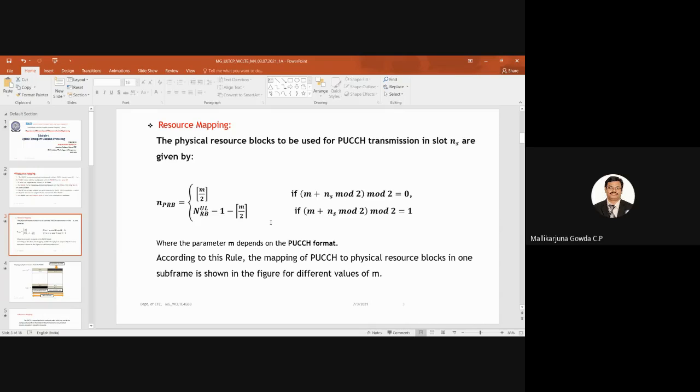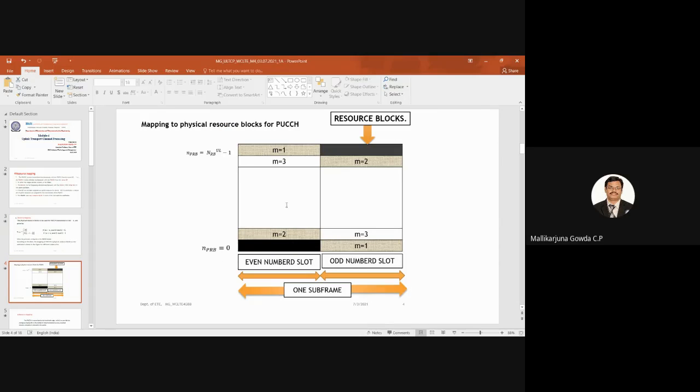We have discussed the different types of PUCCH format: 1, 1A, 1B, 2, 2A, and 2B. Accordingly, we have discussed the value of m bits and other things. With respect to that, it will calculate the number of physical resource blocks. According to this rule, the mapping of the physical uplink control channel to physical resource blocks in one subframe is shown for different values of m in this figure. I said it will be using one physical resource block of the same subframe with the two slots.